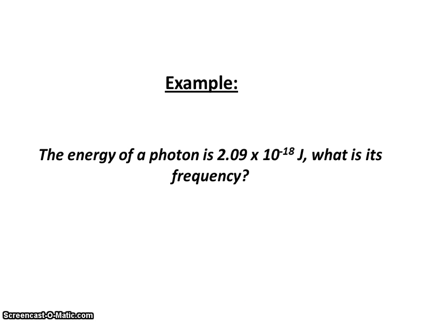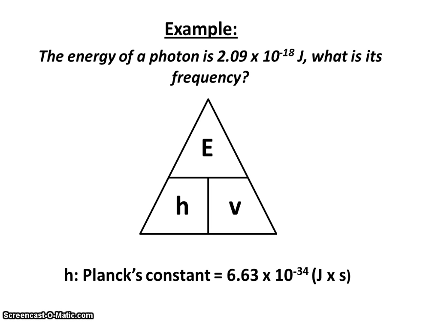The example reads, the energy of a photon is 2.09 times 10 to the minus 18 joules. What is its frequency? Again, the first thing that we have to keep in mind is the triangular shape that we learned in class, and also that Planck's constant is always going to be 6.63 times 10 to the minus 34, even if that's not given in the problem itself. Remember that Planck's constant is a constant, and as such it never changes. It's always the same value.